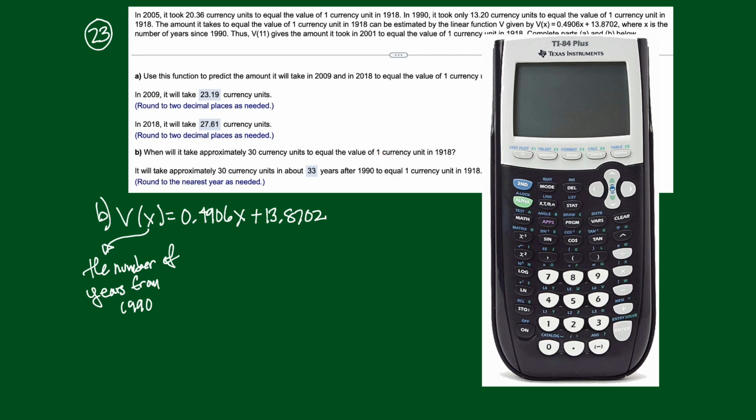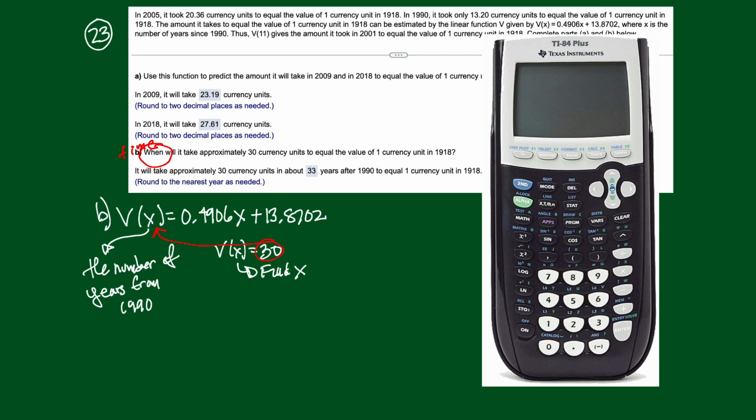So what do I have? I have this number right here, that's my output. That's the number of currency units, V of x equals 30, or $30. What I want to do is find x. How many years? X is the number of years from 1990. The problem says when, so I know I'm looking for a time. So now I want to know what x will give me a 30. Let's put a 30 in here.